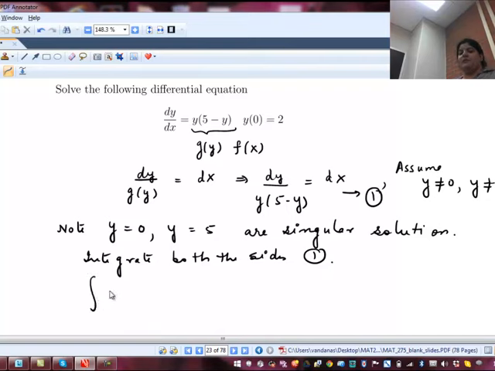So I will get, how will I integrate this? Dy over y times 5 minus y equals x plus constant. But what about the integration of this, dy over y times 5 minus y? So the question is, how do we integrate a multiplication of two functions in the denominator? The denominator is a higher degree polynomial, and the numerator is degree 0.